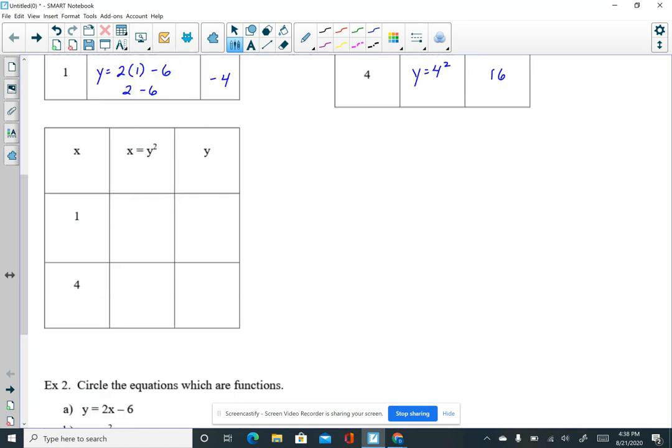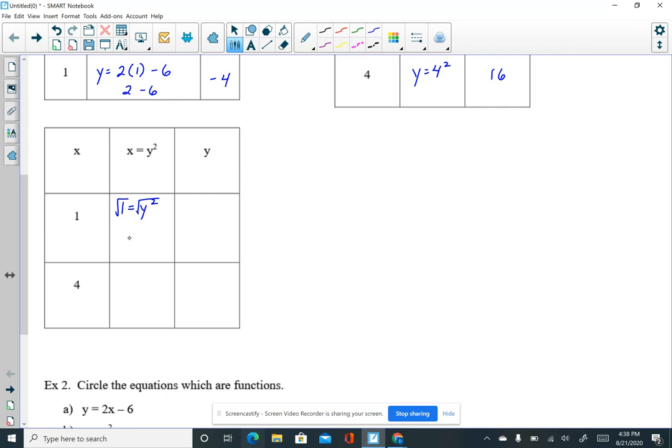Let's scoot on down then to the last example with this table. We're given the equation x equals y squared. So in the first example, I'm choosing my 2 values again here of 1 and 4. So I'm going to substitute this in. I know x is 1. So I'm saying here now, 1 equals y squared. So my goal is to solve for y. To get rid of that squared, I'm going to take the square root of both sides.